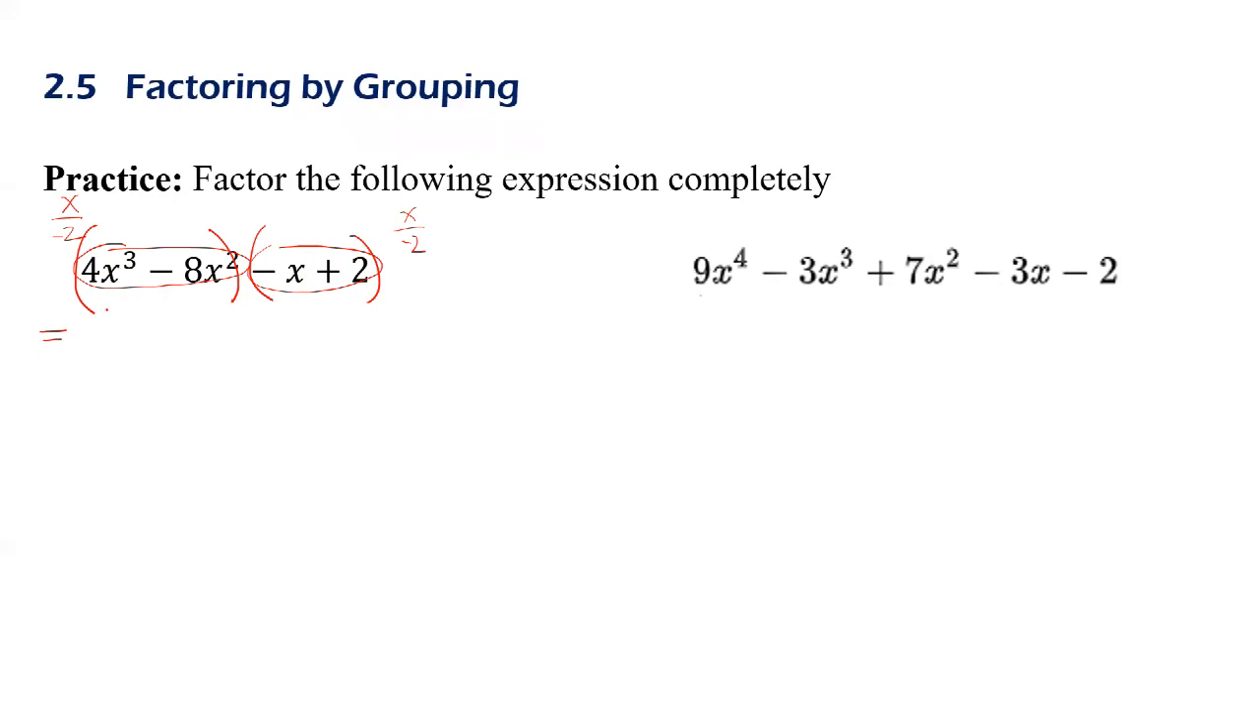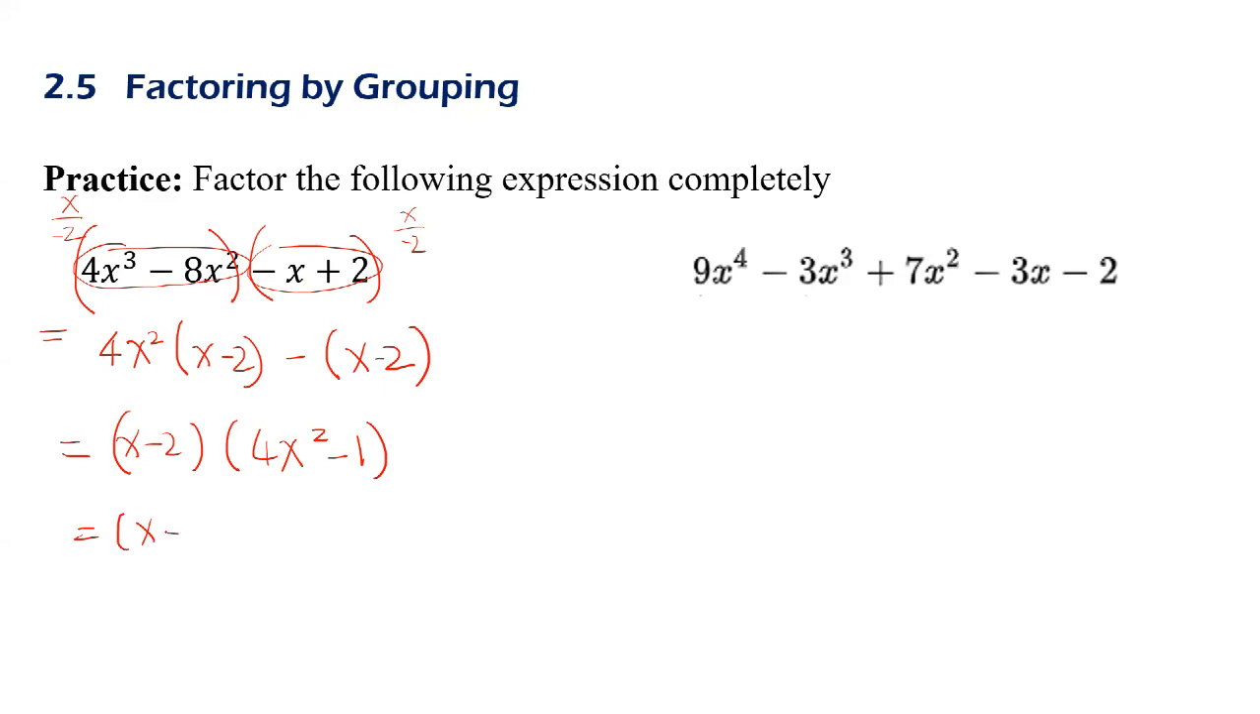The first two terms have a GCF of 4x squared, right? And what's left is x minus 2. And then minus x minus 2, right? And then you can see that x minus 2 is a common factor which can be put in front. What's left there is 4x squared minus 1, right?